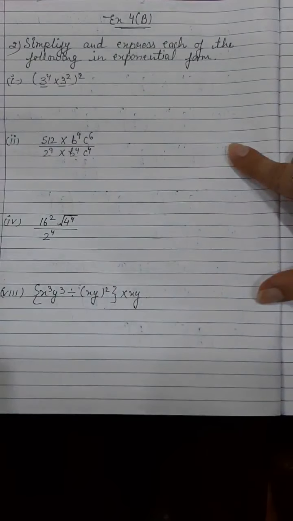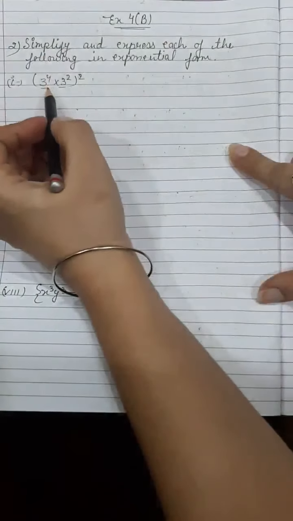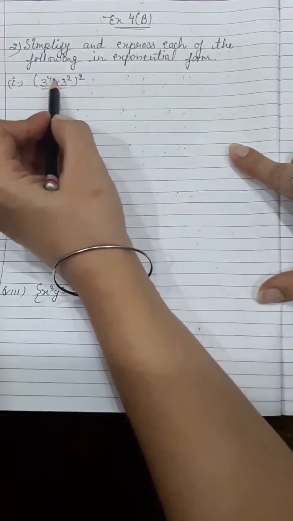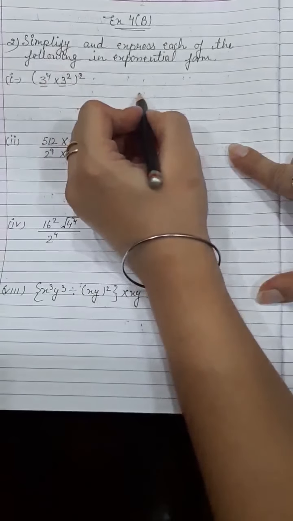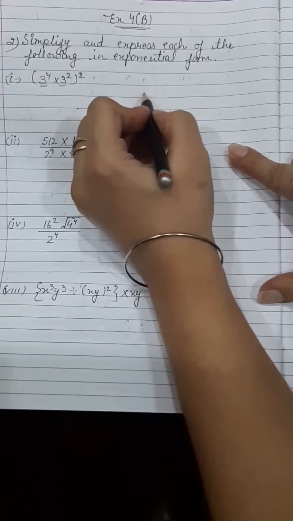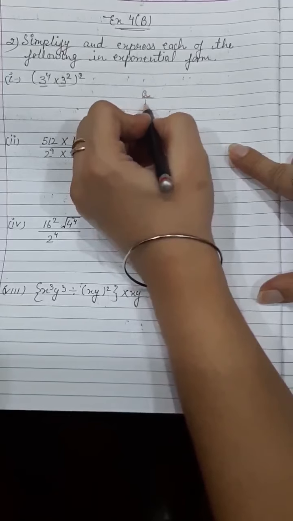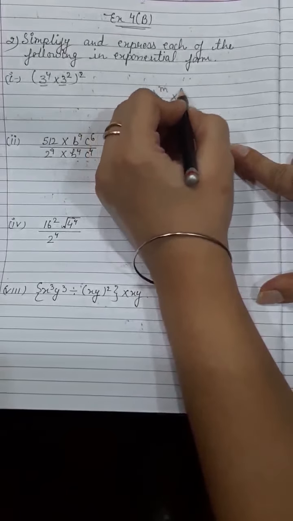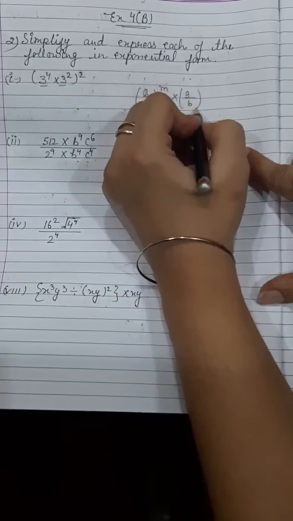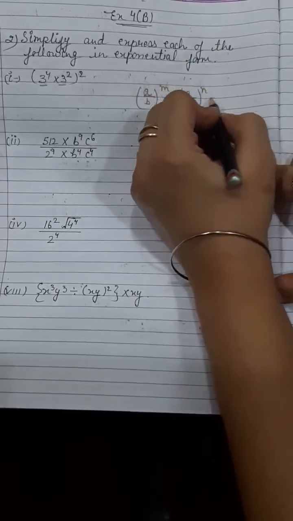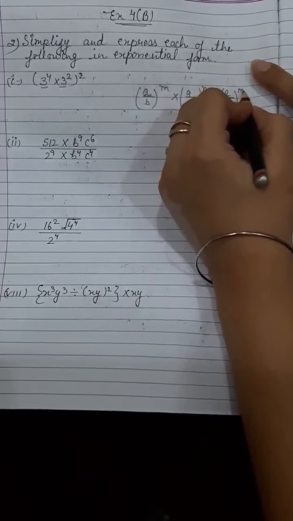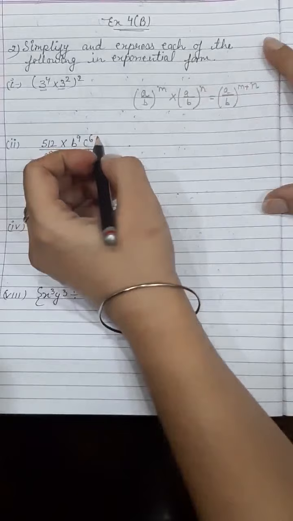Here, which law will you apply? First law. Clear? Why? Because here you can see the bases are same, 3 and 3, and powers are different. So first you have to write the law. Which law are you using here? A upon b, rational number's power is m, into a upon b, rational number's power is n. So here you have to add the powers. A upon b to the power m plus n, right?